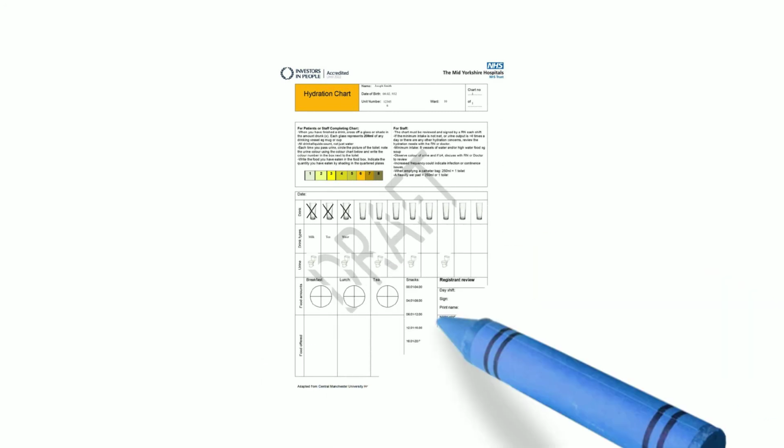The hydration chart has 6 sections to complete as seen on the screen. The first section is the drinks and drink type. Each glass represents 200 ml of fluids. All fluid should be recorded when the patient has finished the drink. The drink type can be added in underneath.